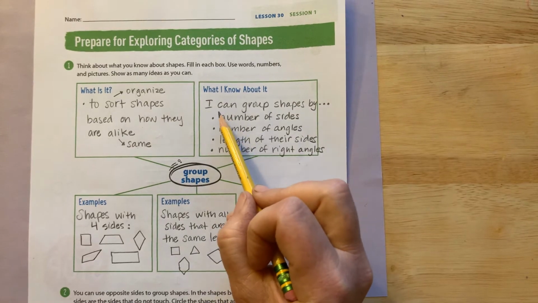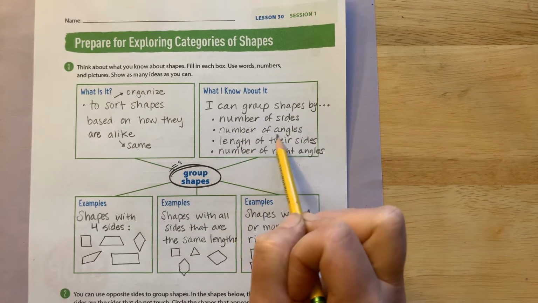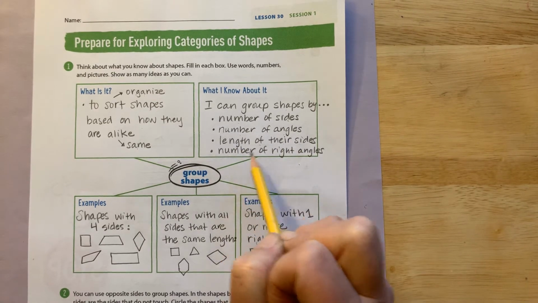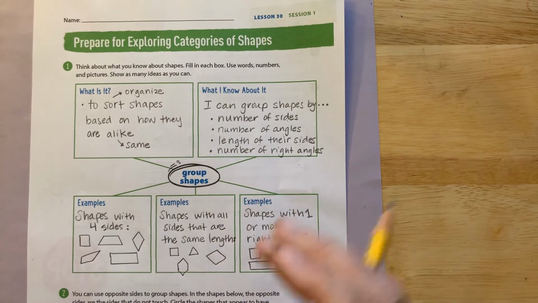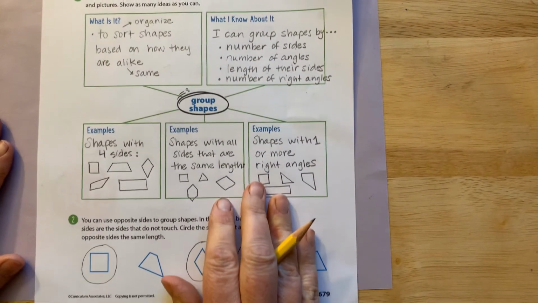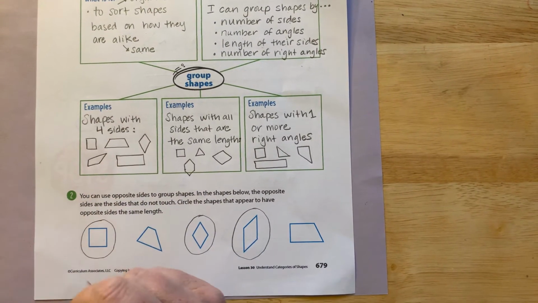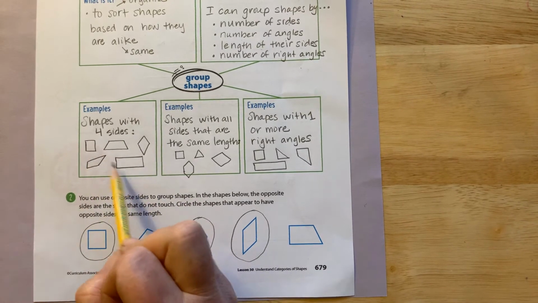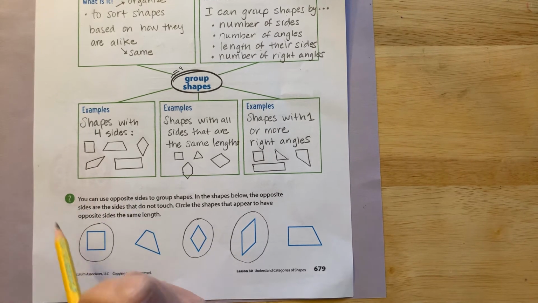I learned that I can group shapes by the number of sides, the number of angles, the length of their sides, and the number of right angles. We actually wrote that on our last worksheet. Okay, so some examples. I drew shapes with 4 sides. You might have done something different, and that's okay. Notice that all of my shapes have 4 sides. They all look different, but if we count their sides, there's 4.